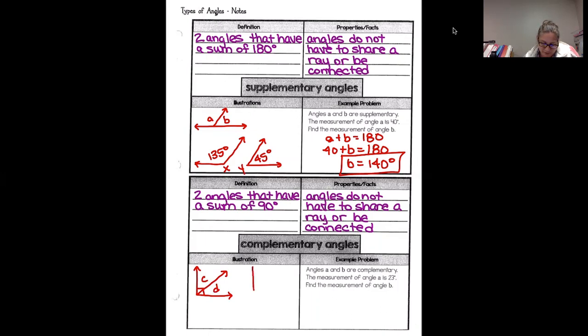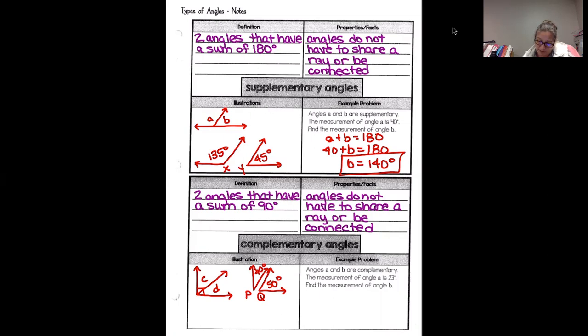You can also have 2 angles. This is 40 degrees. And this is 50 degrees. We'll say P and Q are also complementary because their sum is 90 degrees.